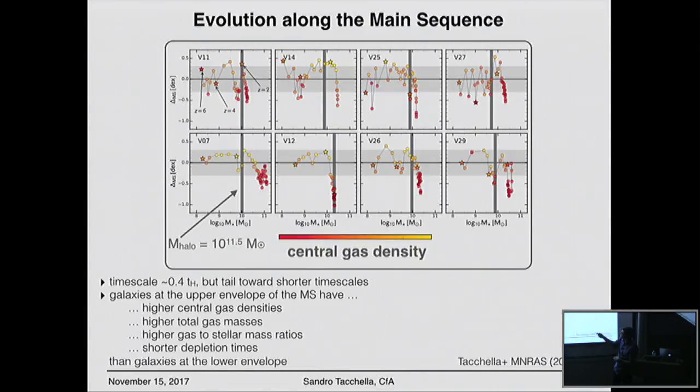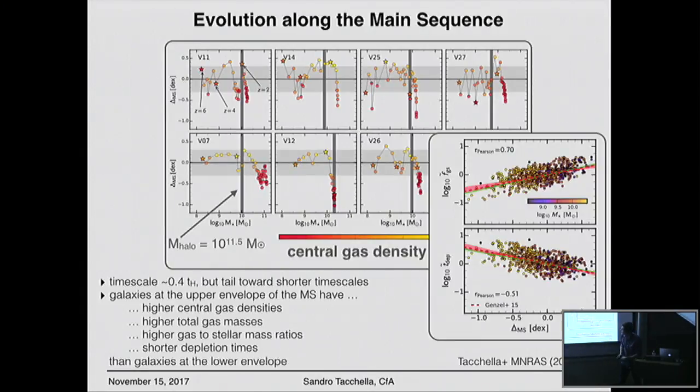Now, what I've color-coded it by is the central gas density. What you can see, at least here in a weak trend, is that the galaxies at the upper envelope of the main sequence have higher central gas densities than galaxies below. This is something we actually discussed in the working group or in the unconference session. We can find similar trends, for example, with the gas to stellar mass ratio as well as the depletion times. We can measure these trends and then compare with observations.